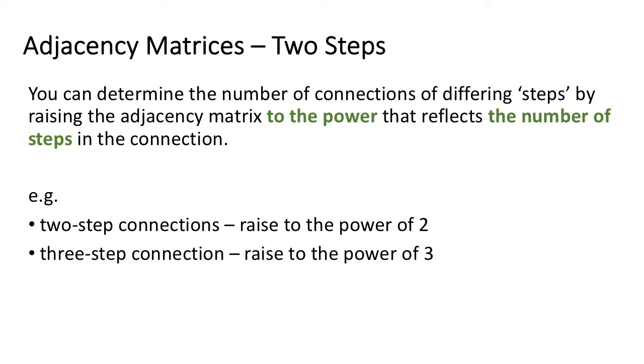To calculate the number of paths possible when we're going indirectly through other objects, we raise the original matrix to the power of the number of steps in our connection. For example, if we're traveling through another object, a 2-step connection, then we raise the original matrix to the power of 2. If we're looking at a 3-step connection, traveling via 2 different other objects before getting to our third and final object, we would raise the original matrix to the power of 3. So let's have a look at how we would apply this to an example.